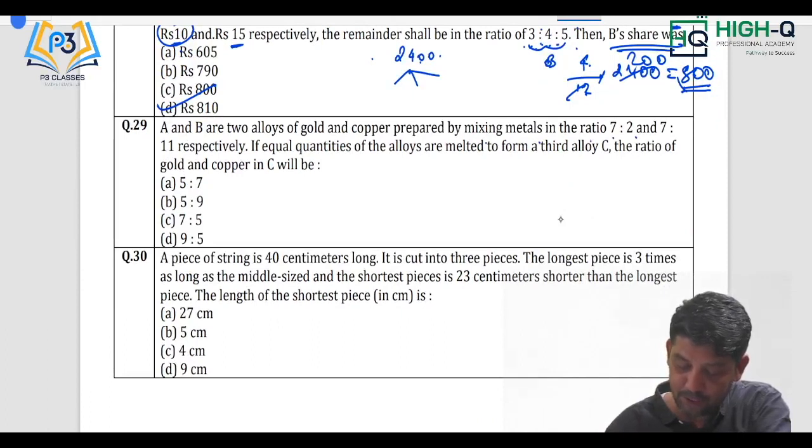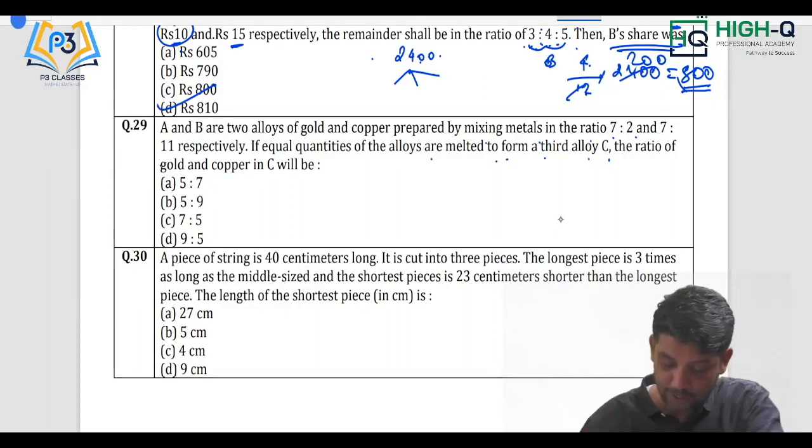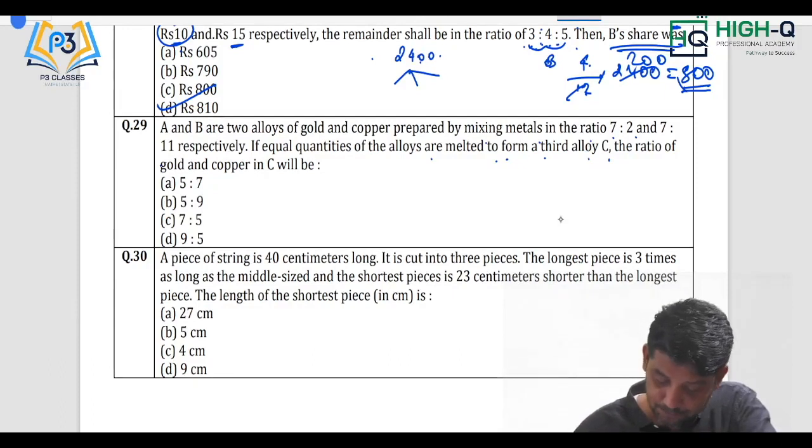Now, A and B are two alloys of gold and copper prepared by mixing metals in the ratio 7:2 and 7:11 respectively. If the total quantities of the alloys are melted to form a third alloy C, find the ratio of the gold and copper in the third alloy. Okay, fine. Listen here. A and B are the two alloys, of gold and copper.